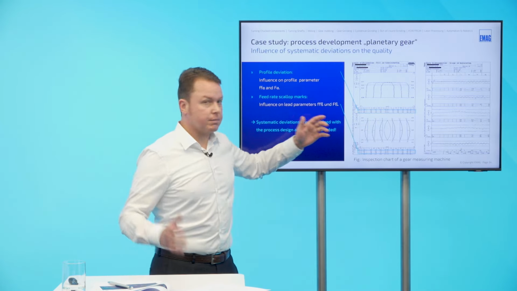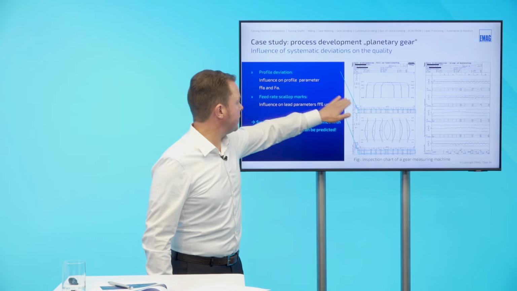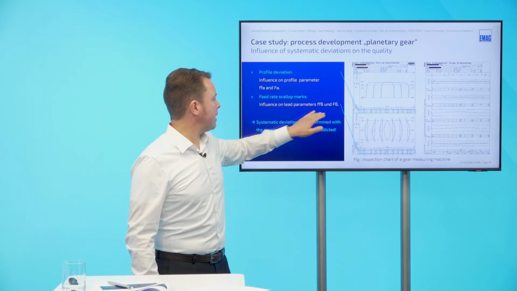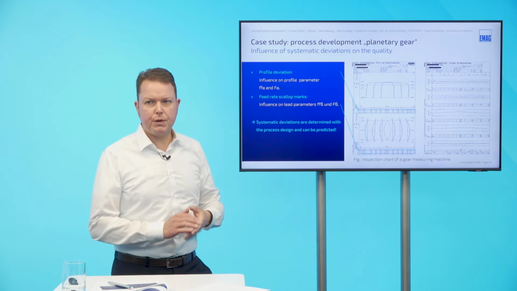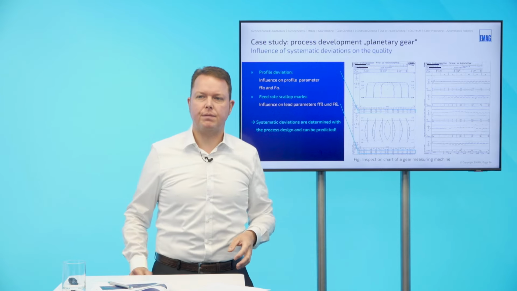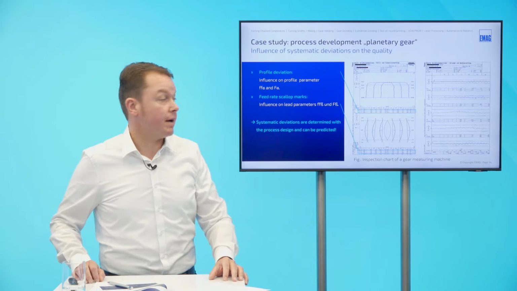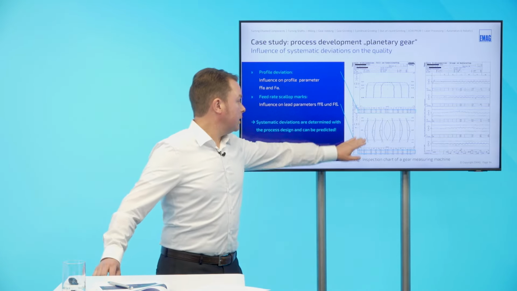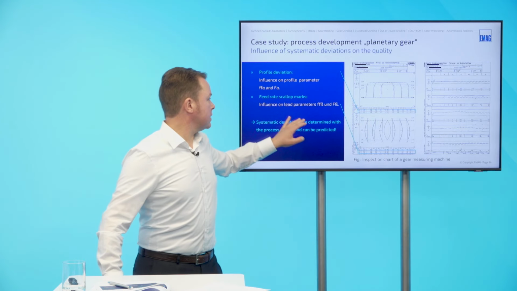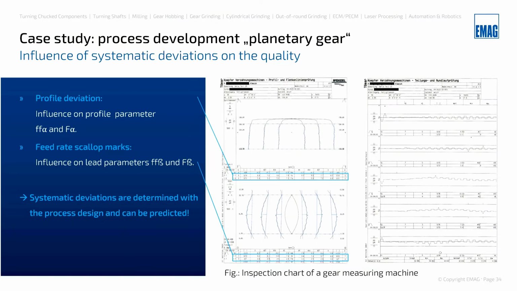In this case, when it comes to the number of starts, here with the profile-related parameters, we have the individual profile deviation ff alpha and the accumulated profile deviation F alpha. And here in the lead, we will also see the feed scallop marks. These correspond then to the parameter ff beta and will also have an impact on the accumulated lead deviation F beta.